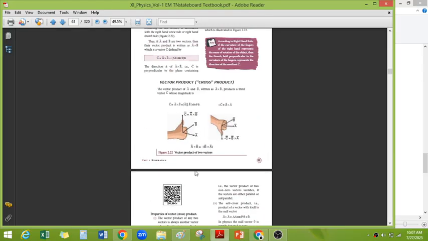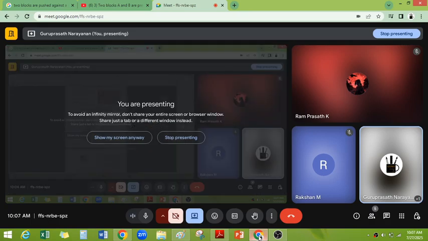So i, j, k, I hope you have some idea about the vector product, right? A cross B. So maybe I'll show you some picture.